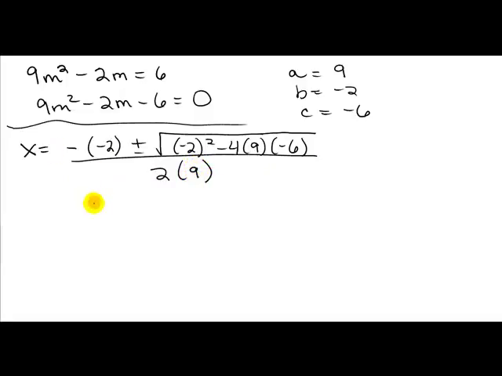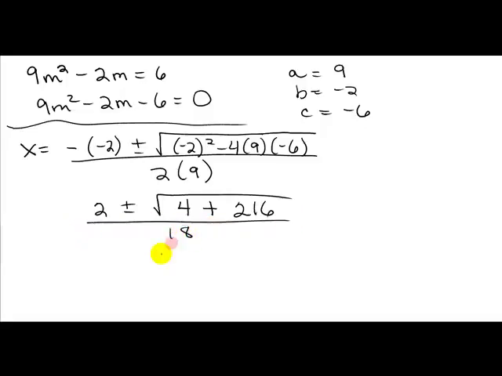Then it's just a matter of doing the math. So we'll have a positive 2 plus or minus 4 plus, then we need to multiply all three, and I went ahead and put the plus. A negative times a negative gives me that positive. 4 times 9 times 6. Dig out your calculator if you need to figure out the numbers. Over 18. We will continue.